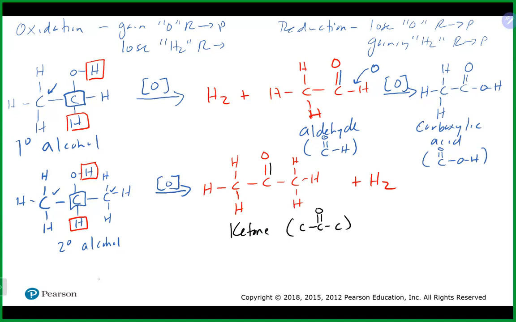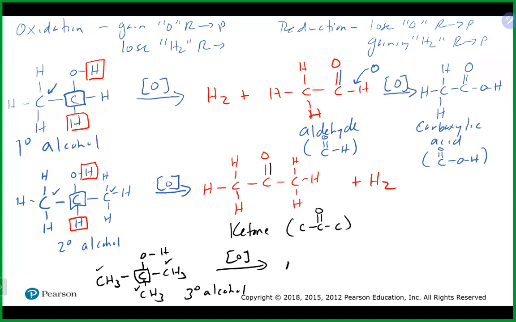Lastly, we can have a tertiary alcohol, which is, as we can see in this example here, attached to 1, 2, and 3 carbons. And when we go through an oxidation, we will get no reaction, as again, it is missing the crucial hydrogen to allow that oxidation to occur. So it has no hydrogen there, so it will not go through oxidation.